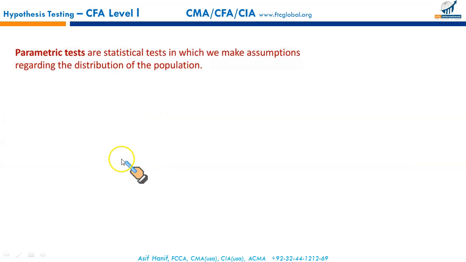This is your last slide. Then we have to distinguish between parametric tests and non-parametric tests. Parametric tests are statistical tests in which we make assumptions regarding the distribution of the population. For instance, we might assume that the underlying variables follow a normal distribution. In that case, we use Z statistics or T statistics and so on.